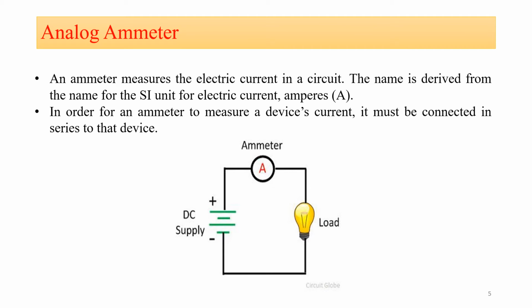Now here one DC source is connected with the load. Our objective is to calculate how much current is flowing through the circuit. That's why one analog ammeter is connected in series with the DC supply and the load. So your analog ammeter will measure how much current is flowing through the circuit.